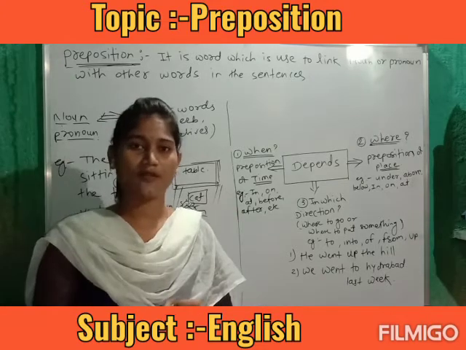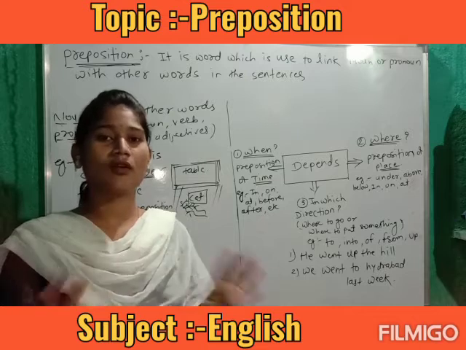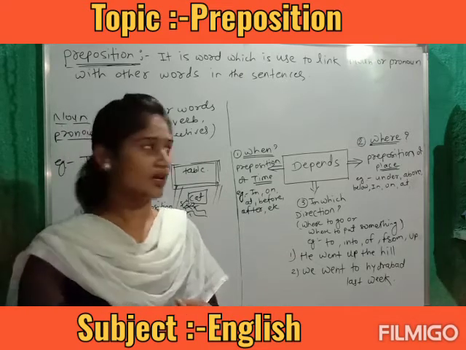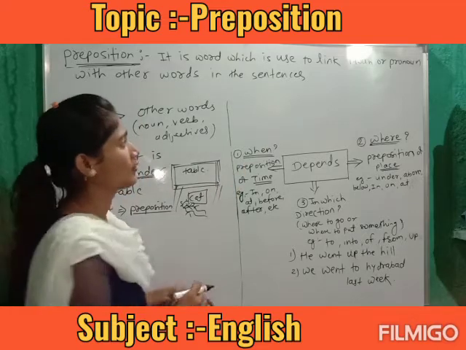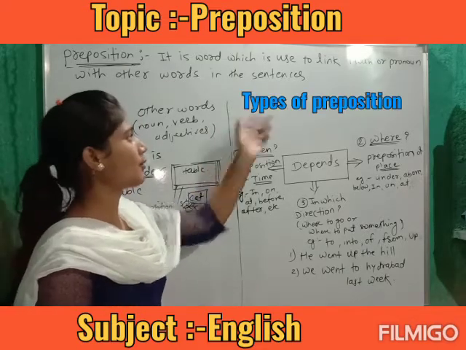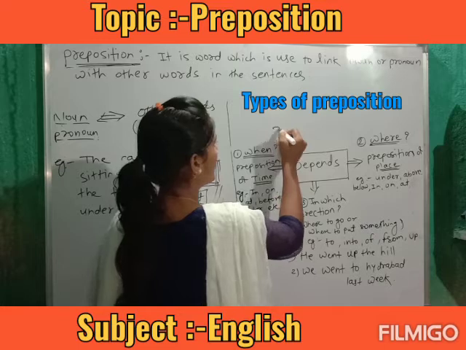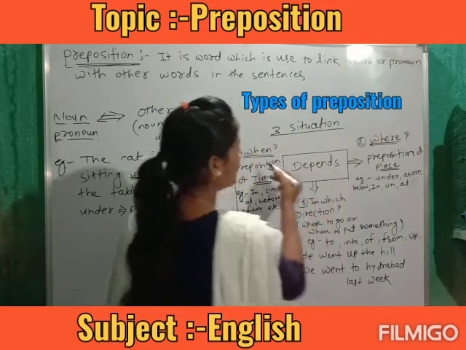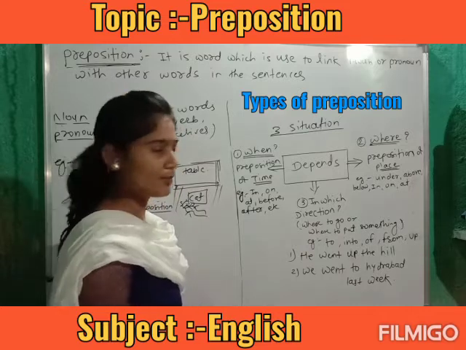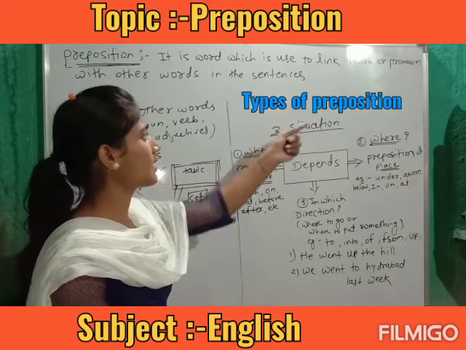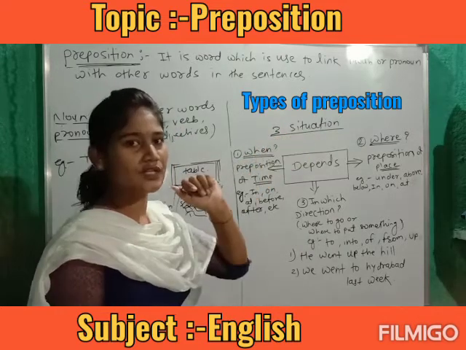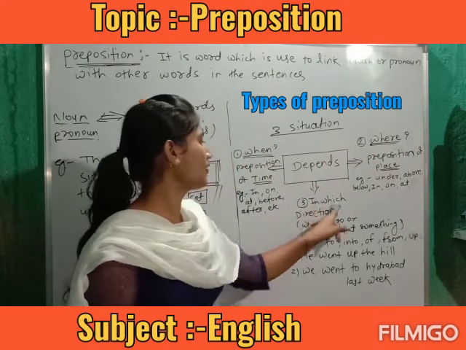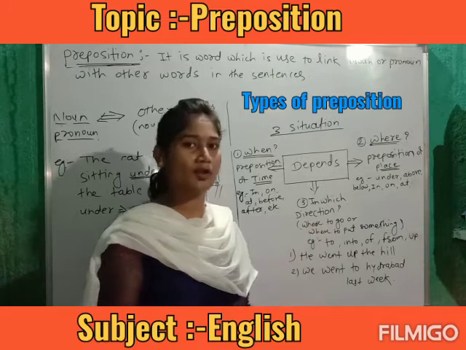Actually, there are many types of prepositions, but first of all, all types of prepositions mainly depend on three situations. What are these situations? Suppose here we are going to see types of preposition. This type of preposition depends on three situations, because there are three kinds of prepositions. Which are these three situations? The first one is when, the second one is where, and the third one is in which direction, meaning where to go or where to put something.